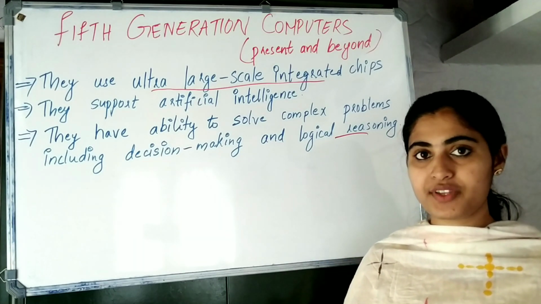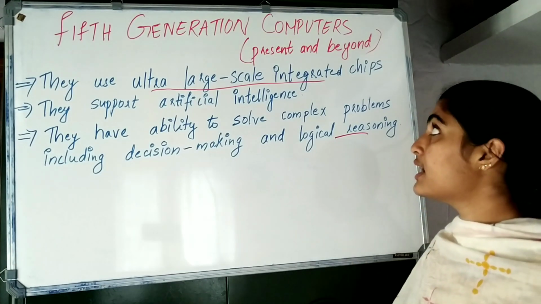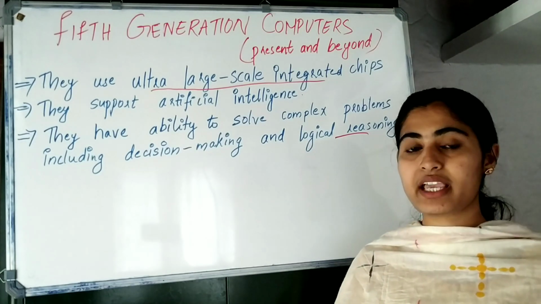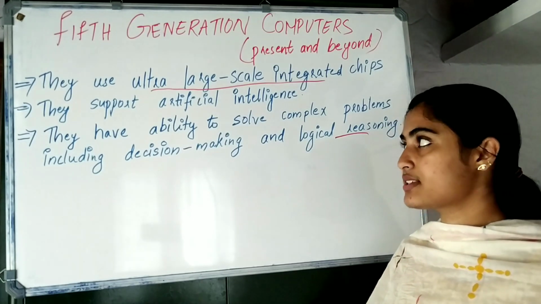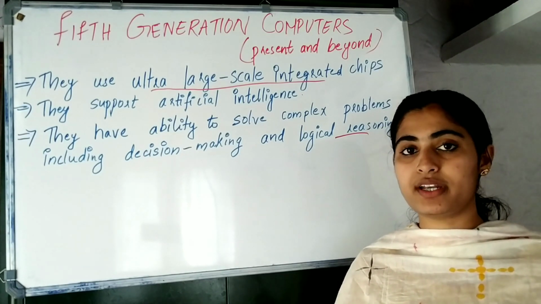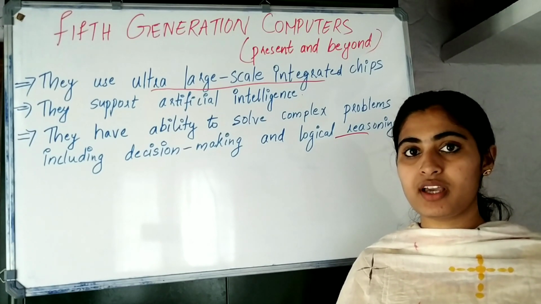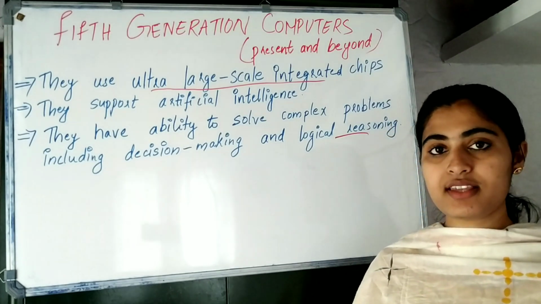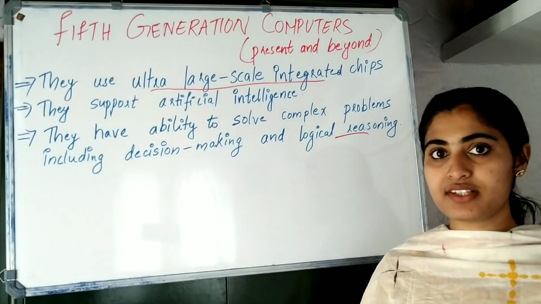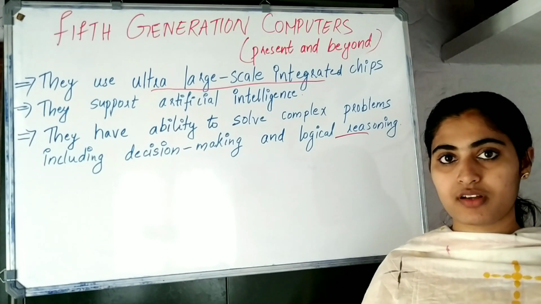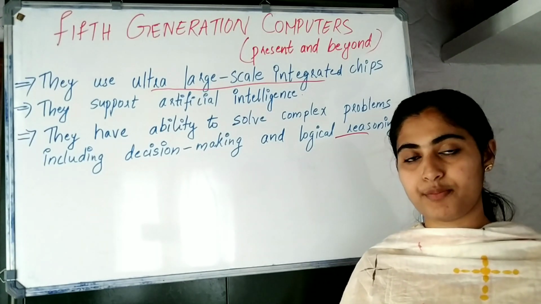Okay. So, fifth generation, the time period is present and beyond. And they use ultra large scale integrated chips. They support artificial intelligence. That is, they can behave just like what humans do. They can think like humans. They can work like humans. They can make a decision like humans. Okay. And last point is, since they use artificial intelligence, they have the ability to solve complex problems. So this is about fifth generation computers.